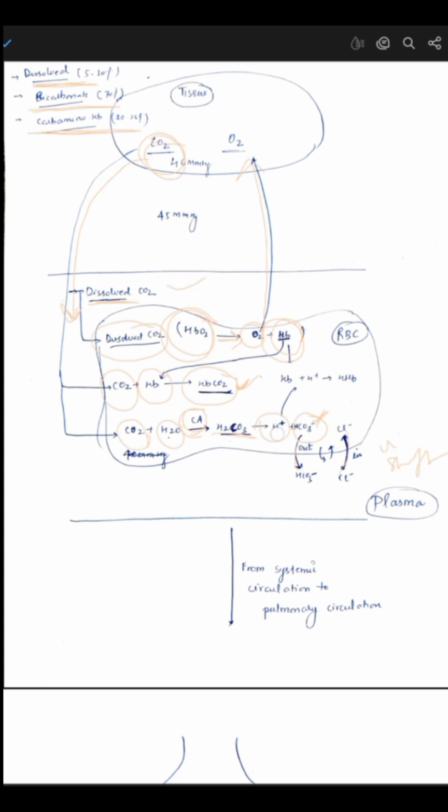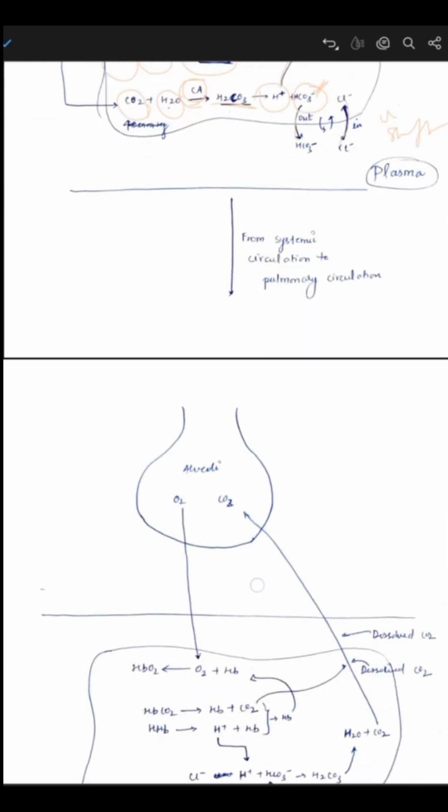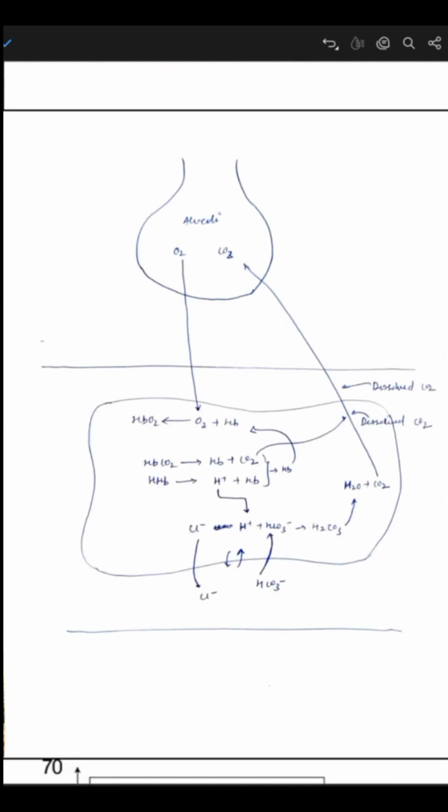And this H plus ion reacts with hemoglobin and forms HHb. This is how transportation of CO2 happens at the tissue level. Now we are going to see what happens at the alveoli level.